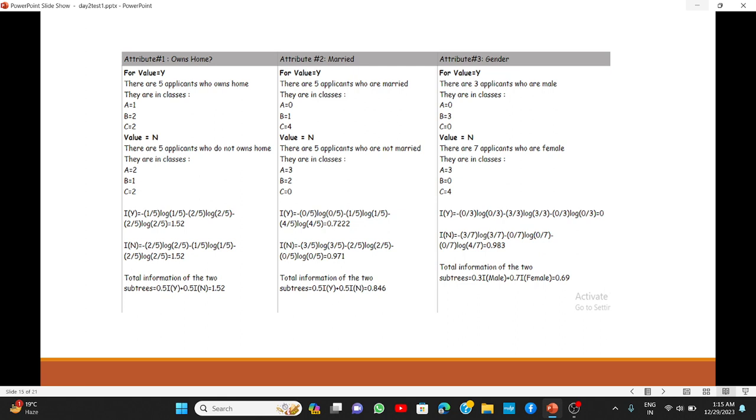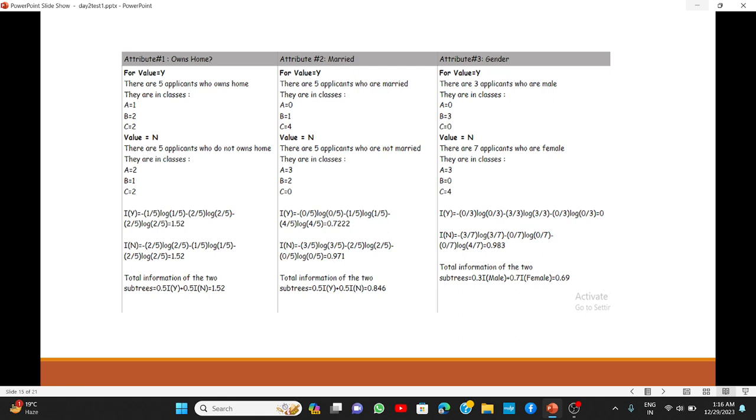There are classes: A is 2, B is 1, and C is 2. Then information for Y is 1.52 and information for N is 1.52. The total information of the two subtrees is 1.52.